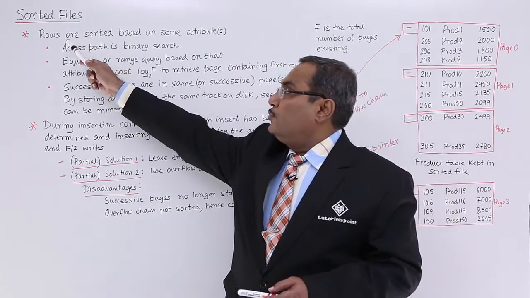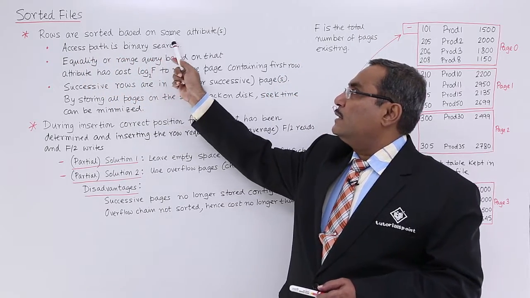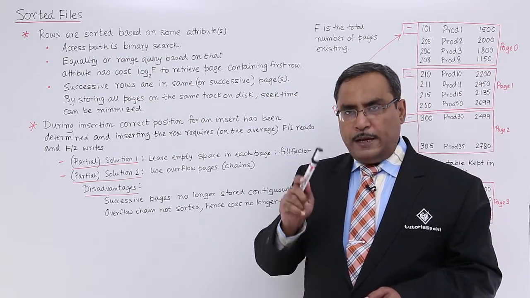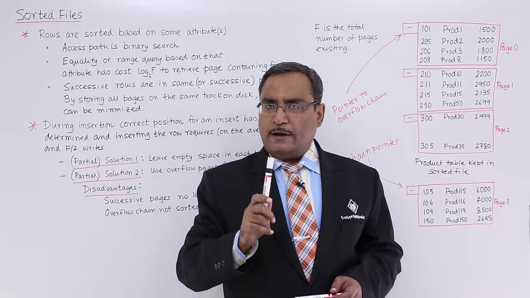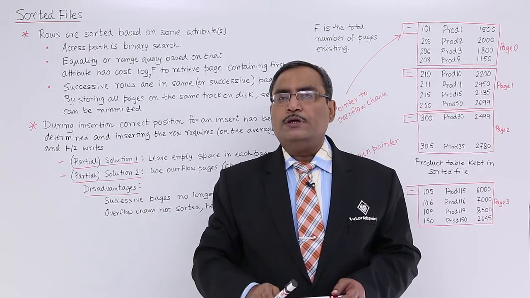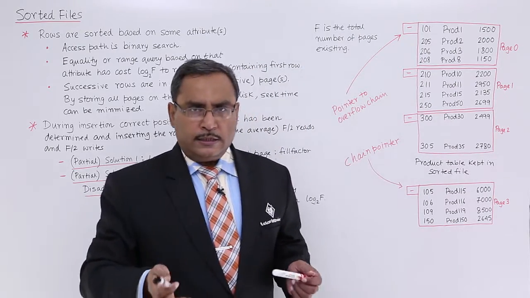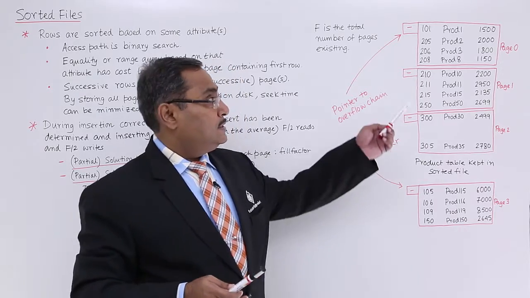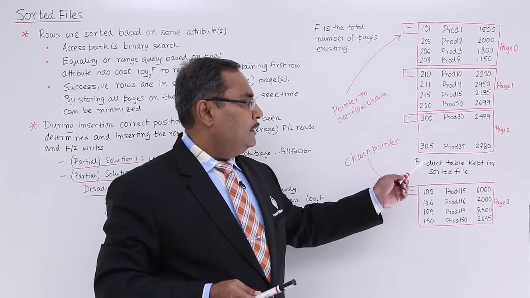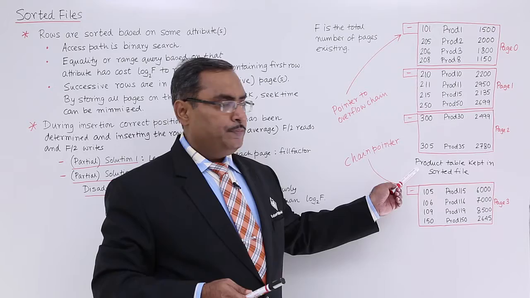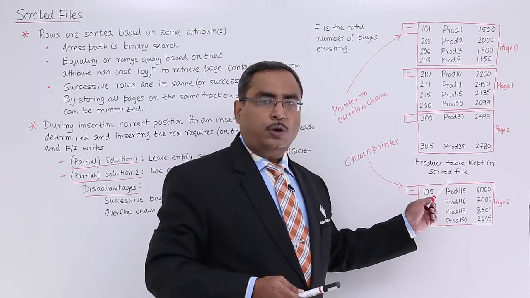Sorted file: rows are sorted based on some attributes. So depending upon the value of some attribute, the rows will be sorted accordingly. Let us have one example at first. This is a sorted file which is containing the product. So the product table is kept in a sorted file.